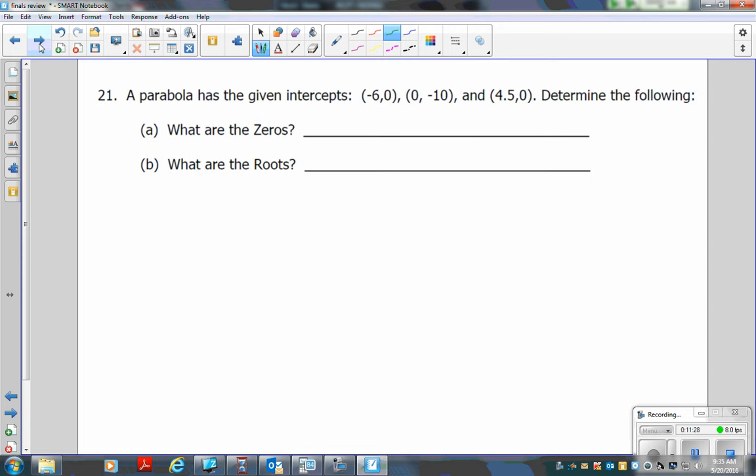The parabola is given those intercepts. Which ones are the zeros and the roots? Actually, the word zero, the word roots, both mean x-intercept. The best way to do this is by just graphing it. I'm sorry, putting it in the table, just looking at it.